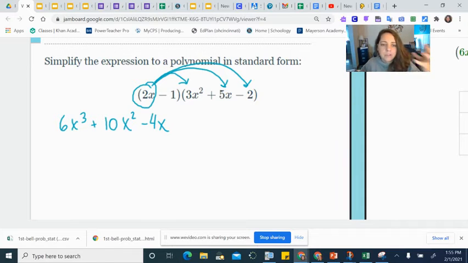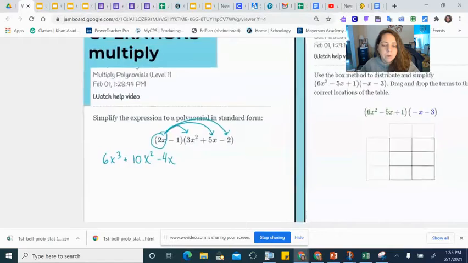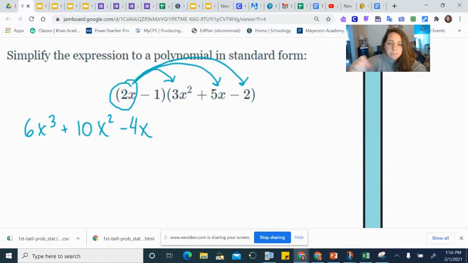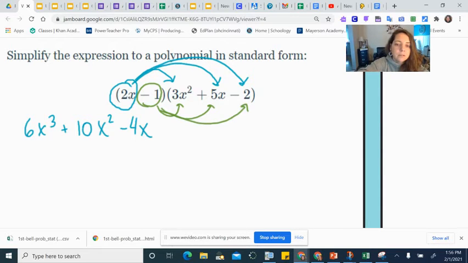Now take a second, make sure you know where all that came from and that you're okay with that part before you go to the next part of the video. And let's do the next part. Now we have to distribute this negative 1 as well into each of these. So I'm going to multiply everything in this trinomial by negative 1. So negative 3x squared, negative 5x. Negative times negative is a positive 2.